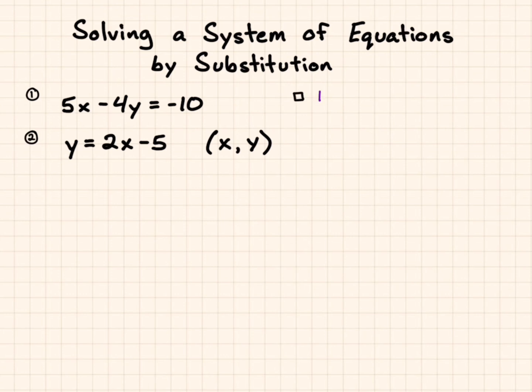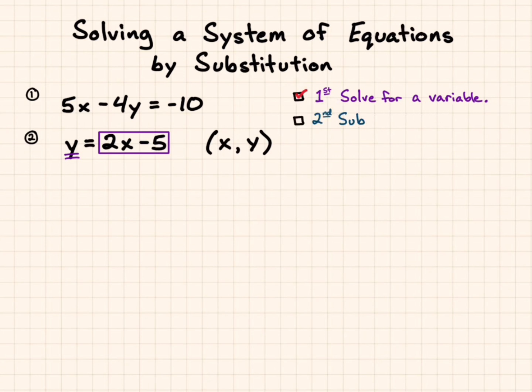The first step here is to solve for a variable. Now, this is why this is a classic example. We have a variable already solved for us. We have y by itself. We know that y equals 2x minus 5. And so that part is already done for us. We can check that off.